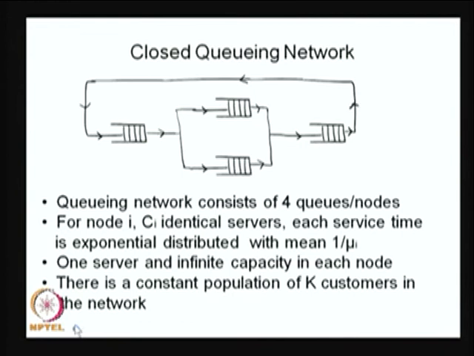Now, I am moving into the closed queuing network. Here, compared with the open queuing network, we have a fixed population moving around the queues. No one leaves and no one enters the system. Therefore, you keep some K customers in the system. In this example, I have 4 nodes, and you can have either one server or more than one server, with infinite capacity queuing system. And you make the assumption that the service time is exponentially distributed for each queue and all the servers are identical.